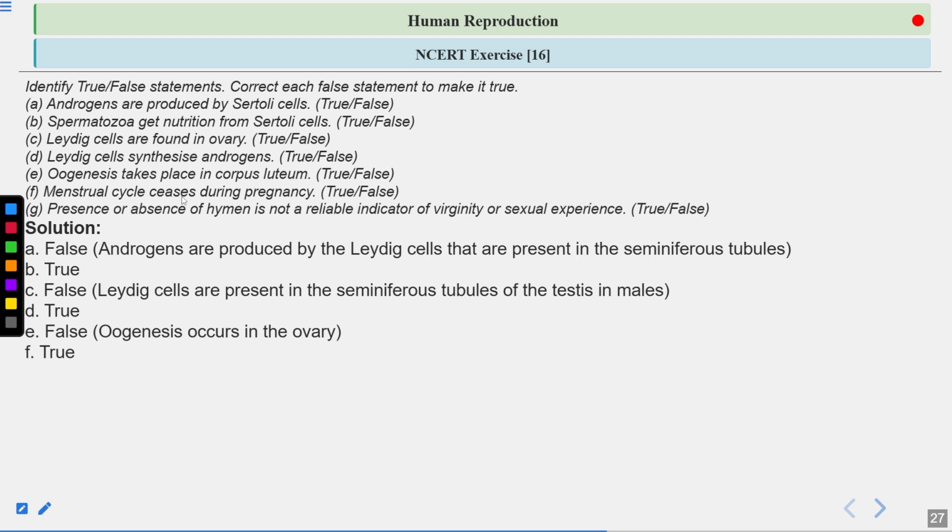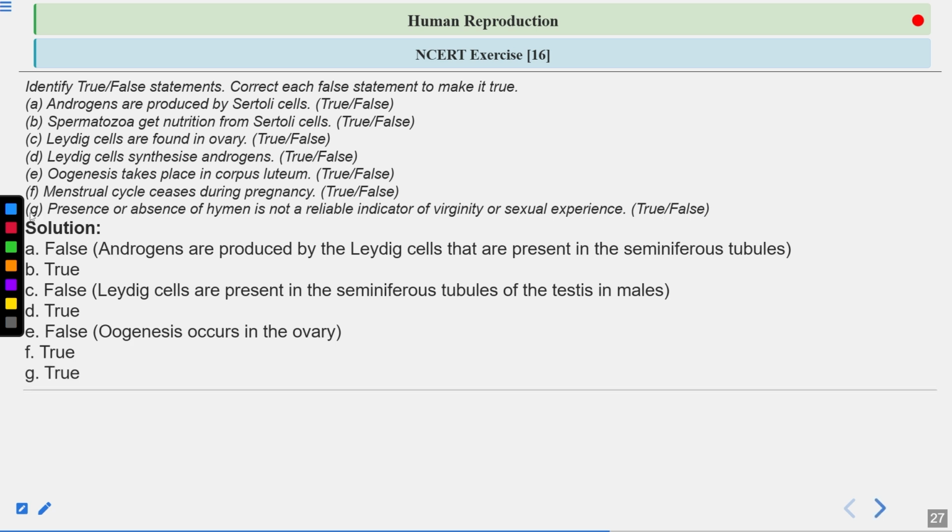The statement of menstrual cycle ceases during the pregnancy. This is true. The menstrual cycle ceases during the pregnancy. So why this statement is true? It's because during the pregnancy, the level of progesterone is very high and the endometrium thickness is maintained. So there is no breakdown of the endometrium. So there is no menstrual cycle.